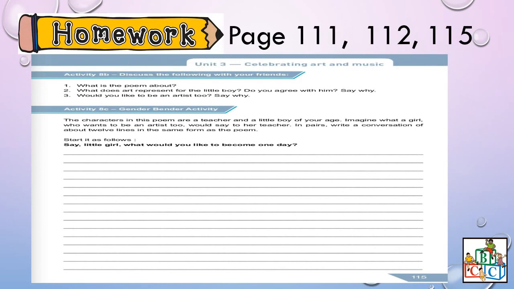And then your other homework, page 111, 112, 115. 115 is activity 8b and 8c, what we are just talking about. So that's all for today, children. Take care at home. Remember, I will be checking all your homework. So please do all your homework right in your copybook.